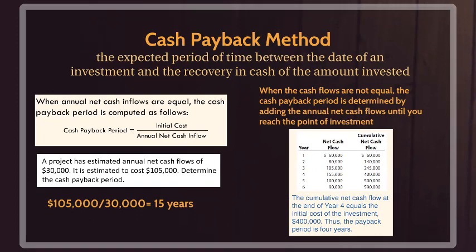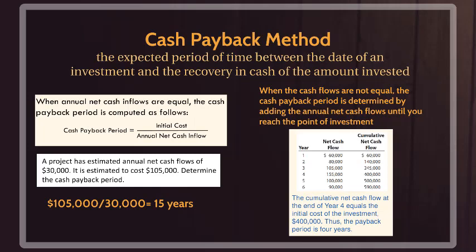The next method we can look at to analyze an investment is our cash payback method. Your cash payback method looks at how long it takes to recover your initial investment. To do this, we take our initial cost and divide that by our annual equal net cash flows. If our cash flows are not equal every year, we cannot use this equation.